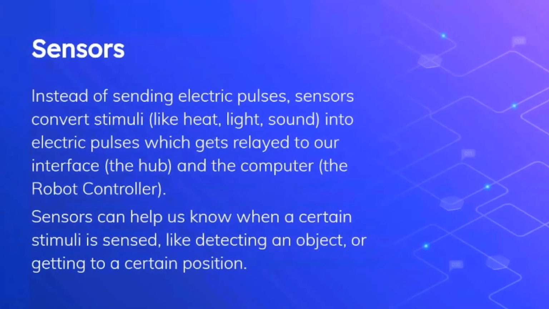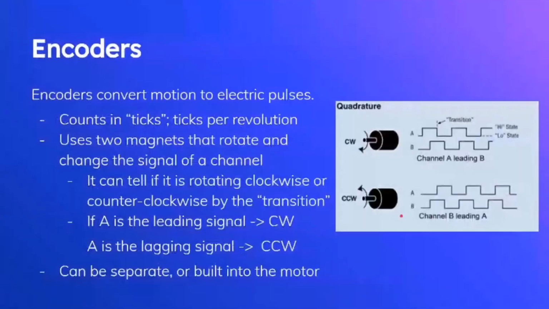With sensors, instead of sending electric pulses, sensors convert stimuli like heat, light, and sound to electric pulses, which get relayed to our interface, the hub, and the computer. These sensors can help us know when a certain stimulus is sensed, like detecting an object or getting to a certain position. The first sensor we're going to talk about is the encoders.